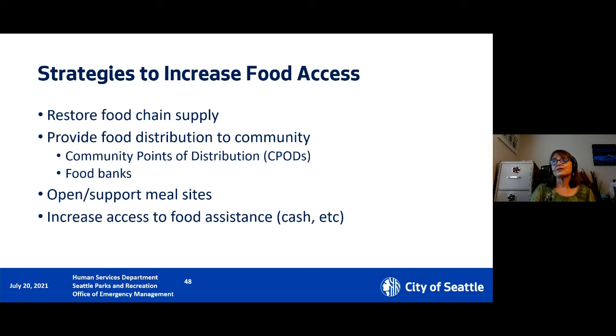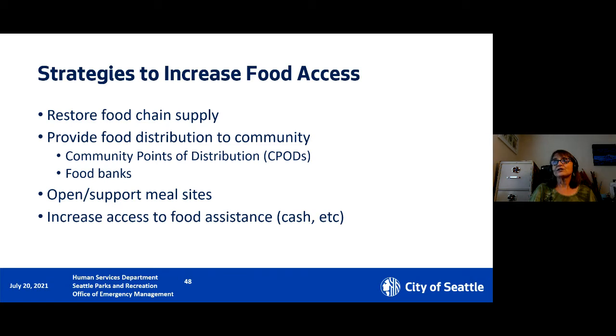Restoring the food chain supply. That's going to be number one. That's so key, is keeping the systems that were designed to handle food to keep handling food. Food also has an added complexity in that unsafe handling can lead to severe health effects, including death. So we really want that food chain supply restored as quickly as possible.